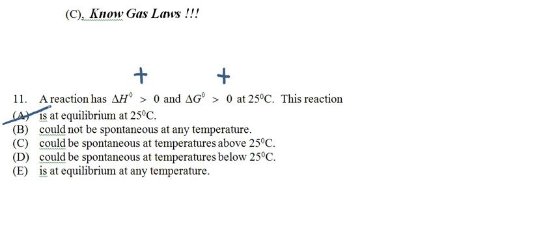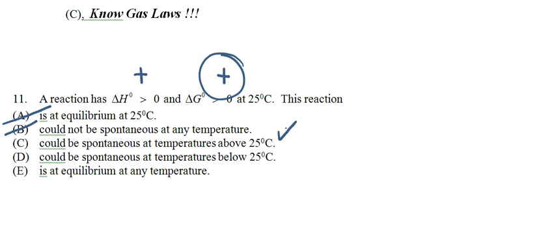Okay. When will it be spontaneous? Well, let's see. We don't know anything about delta S, but we do have the positive. Right, that one's not correct. Could not be spontaneous at any temperature. It could be spontaneous at some temperatures. Could be spontaneous at a temperature above 25. If we increase the temperature, that might be good. I'll give that a somewhat of an okay.